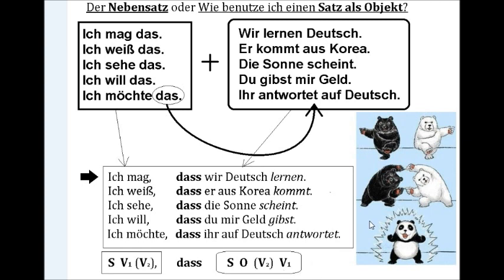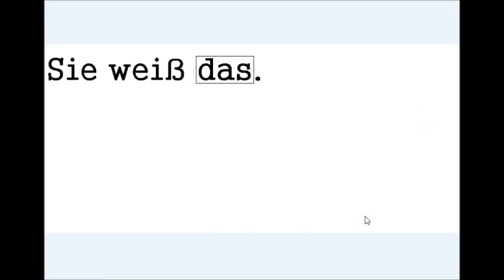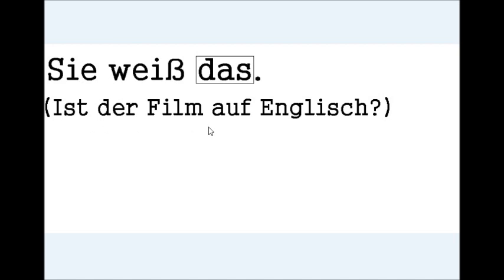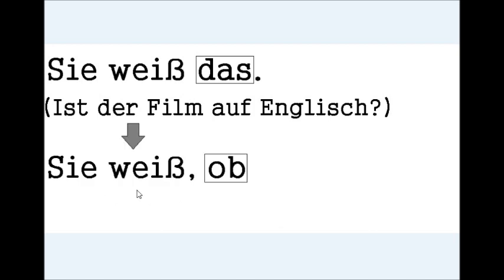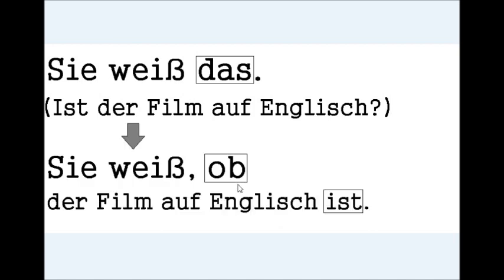But what if this sentence is a question? Let's say we have a sentence like this. Sie weiß das. She knows that. And we have a question like, ist der Film auf Englisch? Is the movie in English? How can you say that she knows the answer to this question? It works the same way with one exception. Instead of dass, you use the word ob. So the sentence would be, sie weiß, ob der Film auf Englisch ist. She knows if the movie is in English.